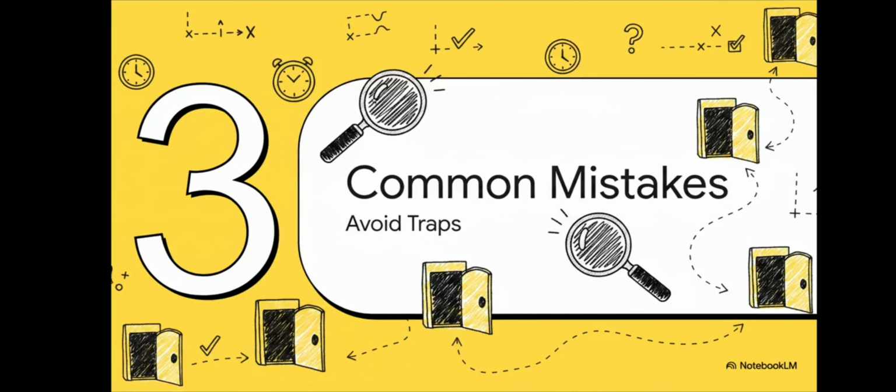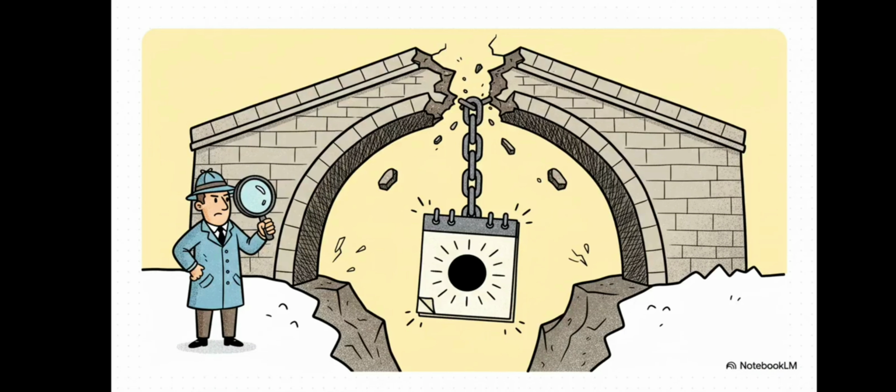Okay, Section 3. Dodging common mistakes. The trapdoors. Let's look at a glaring mistake.